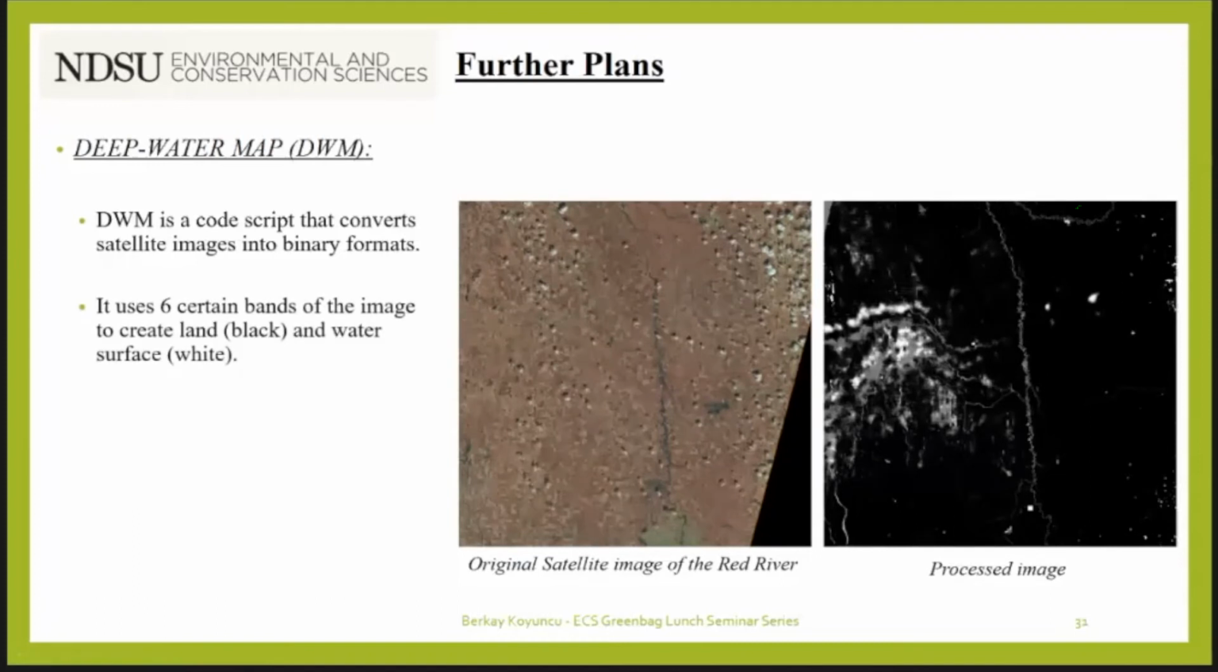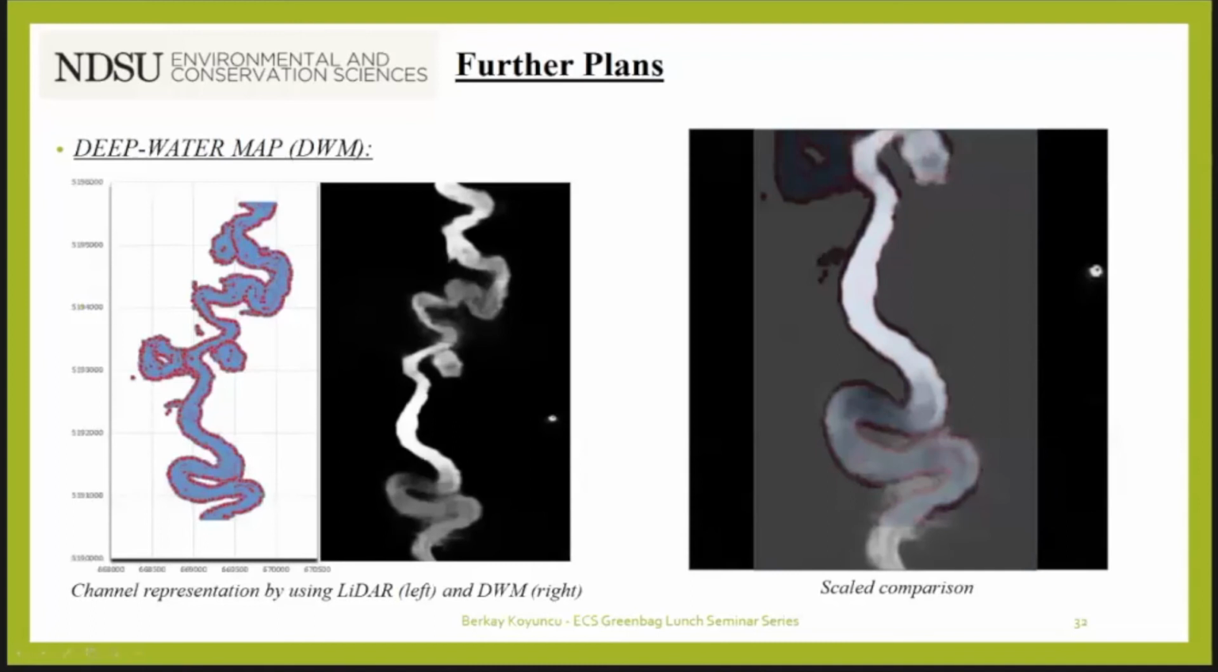And basically, it is using 6 certain bands, because satellite images have 12, sometimes more bands, including the infrared, green, blue, this kind of bands. And this deepwater map is using 6 of them to separate land area and water surface. And we performed that deepwater map for our case specifically. This is the river part that we are working on. You will see from the shape. This is the Lindenwood Park, and this is the first band, and this is the second band. So what we have done, this is the point cloud from LiDAR, and this is the deepwater map output.